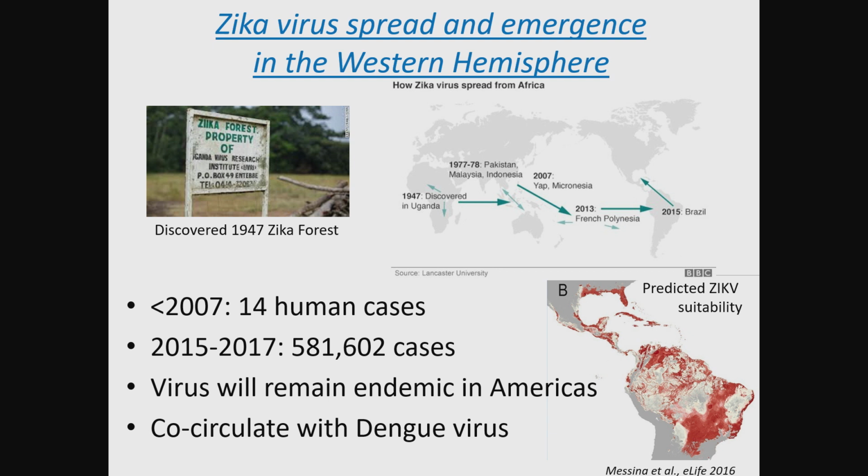That's because the vector is the Aedes aegypti mosquito, and this is the range shown here in red of where the mosquito vector persists. It's predicted that the virus is going to co-circulate with dengue virus, which is also spread by the Aedes aegypti mosquito. And we'll see periodic outbreaks of Zika virus in naive populations for the foreseeable future.